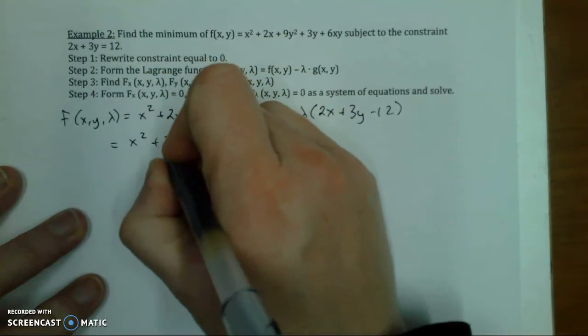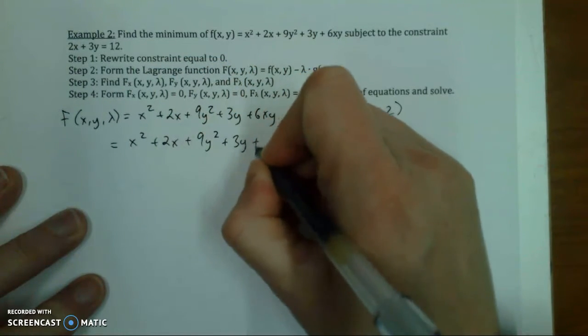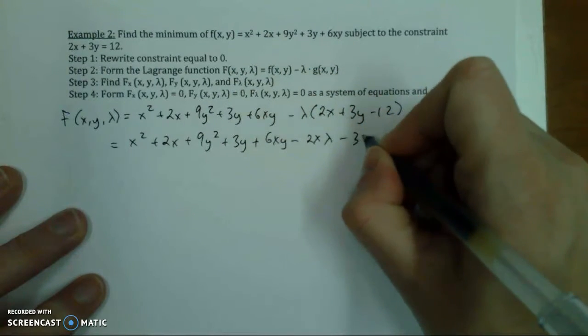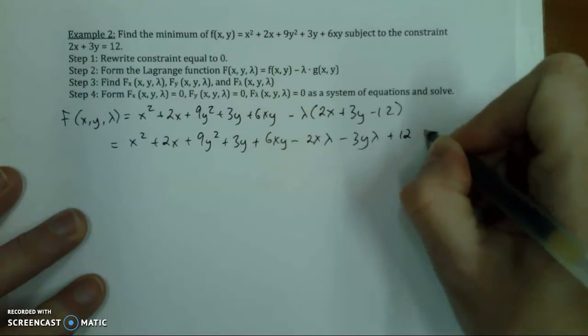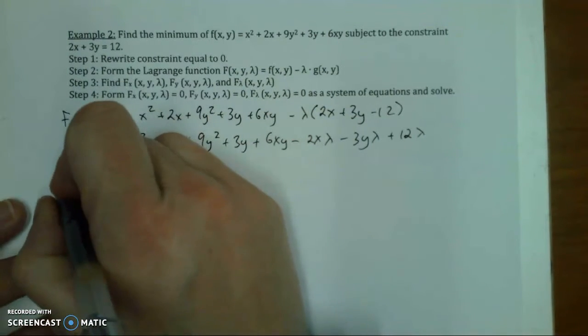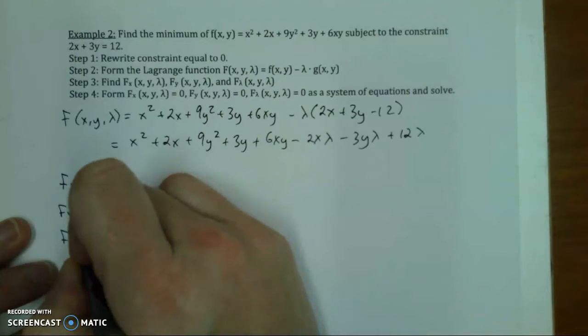And then if we distribute, I get minus 2x lambda minus 3y lambda plus 12 lambda. You'll notice sometimes my lambdas look straight and neat. Sometimes they get a bit curly. Really just depends on how I'm writing them. All right, so again, our first step is to find that capital F Lagrange function, and again, we will need to know that equation. So then let's find all three of those partials.